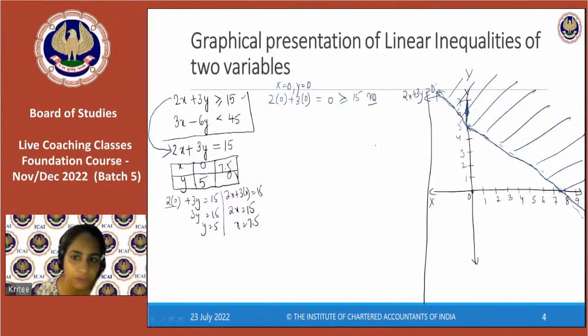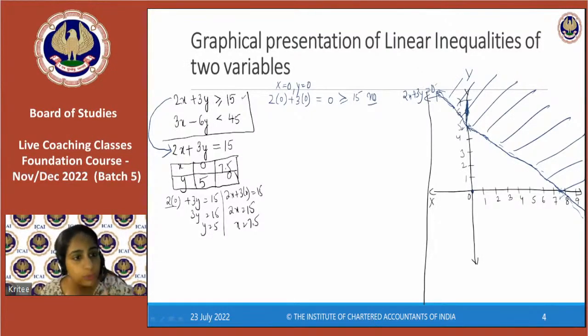With x 0, y is 5, which is this point. With x as 7.5, y as 0, which is this. Then I join these 2 points, I get a straight line. Whenever you have equal to along with inequality, the line should be a proper straight line. Okay? Once you get this line, we will move towards the shading part because the line means equal to. But my question is not equal to. My question condition is greater than or equal to. So it should be equal to or greater than.